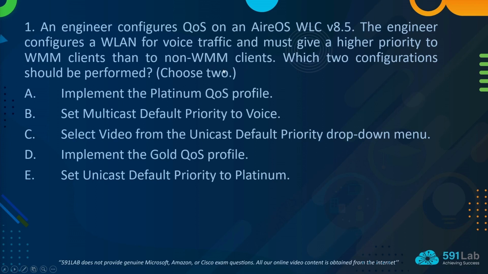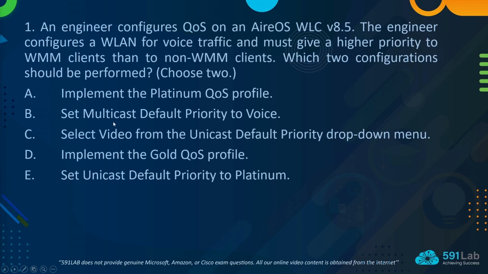So what can we actually do to give the WMM clients more priority than the non-WMM traffic? Let's see the options that we have. Should we implement the Platinum QoS profile? Should we set the multicast default priority to voice, select video from the unicast default priority drop-down menu, implement the Gold QoS profile, or set unicast default priority to Platinum?